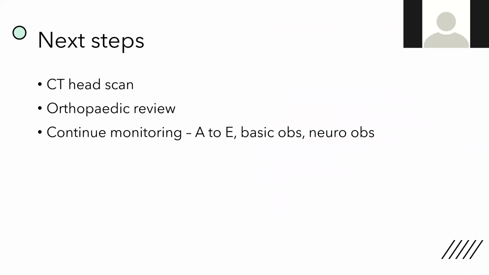So your next steps will involve ordering a CT head scan, asking for an orthopedic review, and then you need to continue monitoring the A to E because things can rapidly change. For example, the GCS has rapidly changed, and there's a chance that they have an intracerebral hemorrhage that's expanding, and that's why they're losing their motor function slowly. You want to continue basic observations every 15 to 30 minutes and do the neuro observations as well every 15 to 30 minutes.